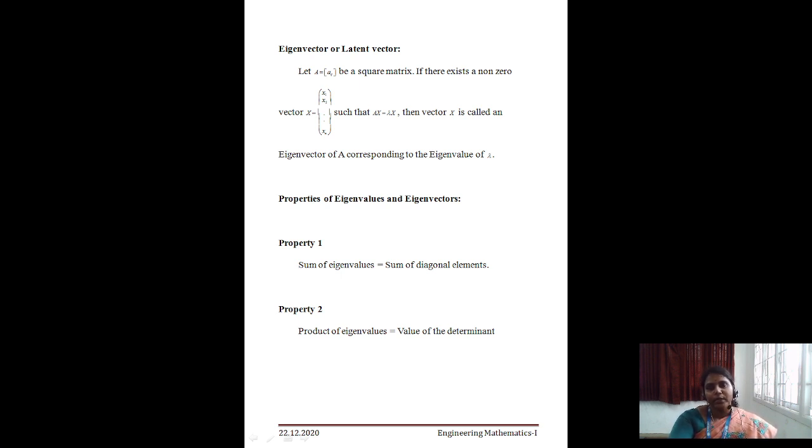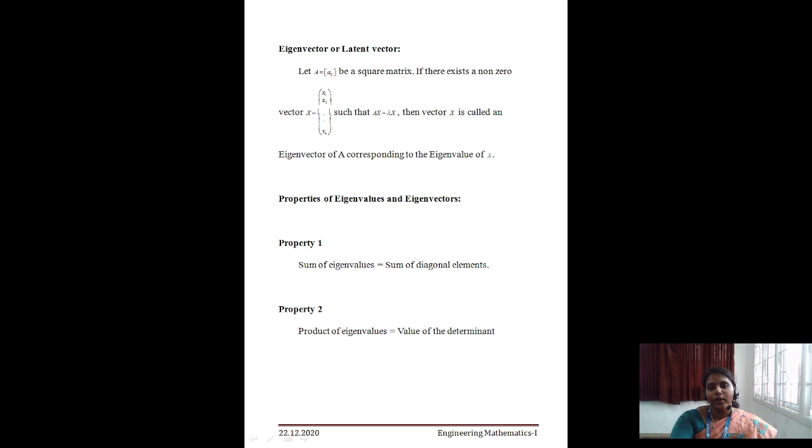The next is eigenvector or a latent vector. Let A equal to Aij be a square matrix. If there exists a non-zero vector X, in column form x1, x2, etc., xn, such that AX equals lambda X, then the vector X is called an eigenvector of A corresponding to the eigenvalue lambda. So if you have 3 eigenvalues, you might have 3 eigenvectors. If you have only 2 eigenvalues, you will get 2 eigenvectors.